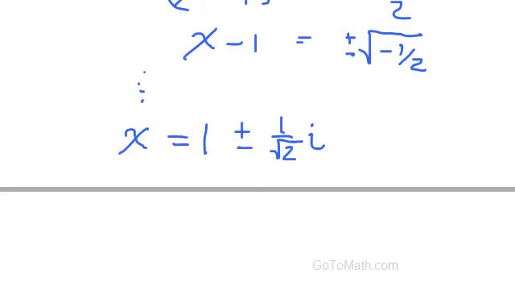And I should say this, actually, you could get rid of the radical in the denominator by multiplying the bottom by the square root of 2 and the top by the square root of 2. And actually this thing would be written as 1 plus or minus square root of 2 over 2 if you wanted to get rid of the radical there in the top.